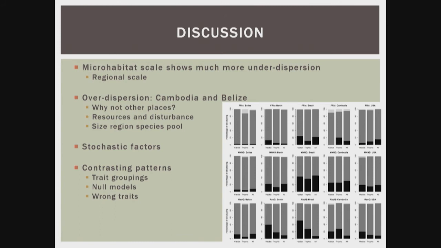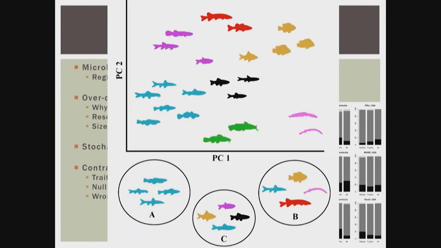I see a lot of these non-significant results, and this suggests there may be some stochastic factors influencing the patterns, so you have more stochastic processes going on. Also, this may be driven by contrasting patterns of these traits. If you have overdispersion and underdispersion working together at the same time, you'll get this net neutral pattern. To give you an idea of what's happening there, this is a graph again.